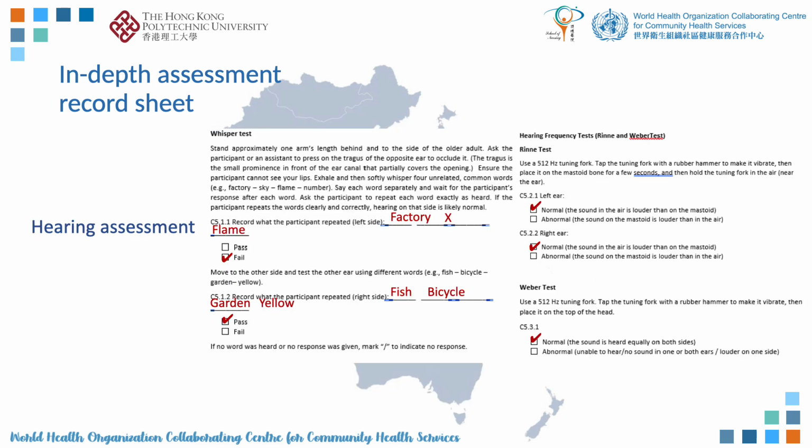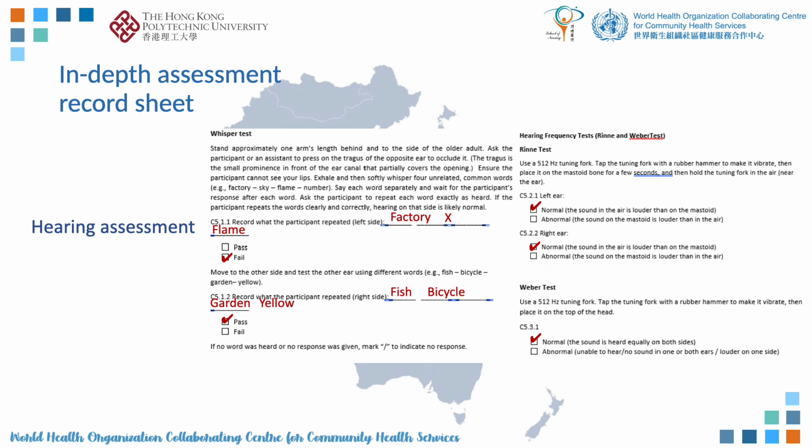For the hearing assessment, the assessor will perform 3 tests: the whisper test, the Rinne test, and the Weber test. In the whisper test, ask the participant to repeat the words or number you whisper on each side, and record exactly what they repeat. For the Rinne test, activate the tuning fork and place it on the mastoid bone behind the ear for a few seconds.